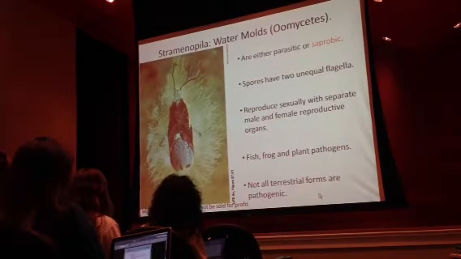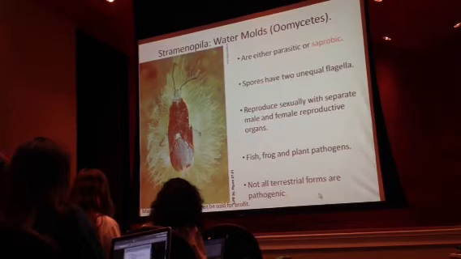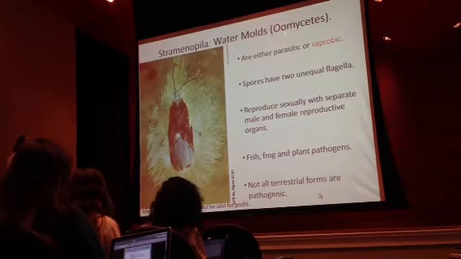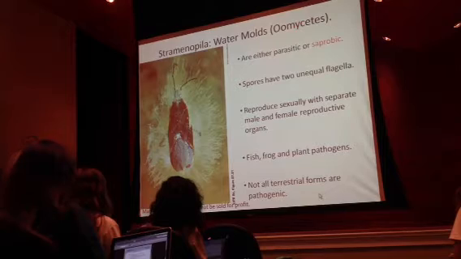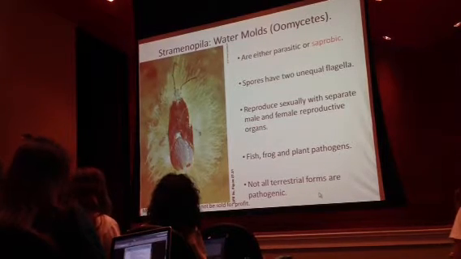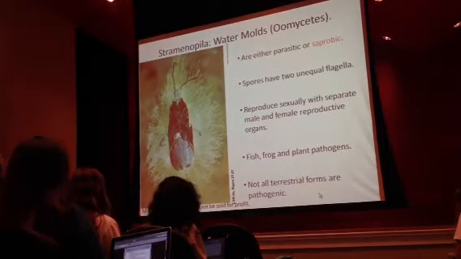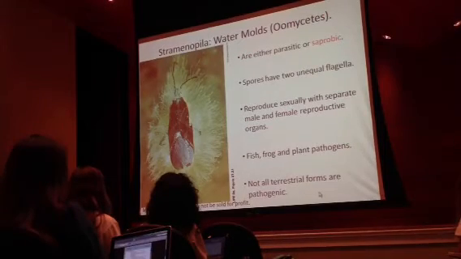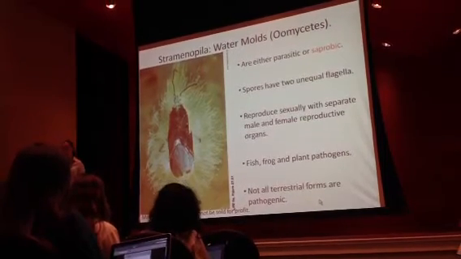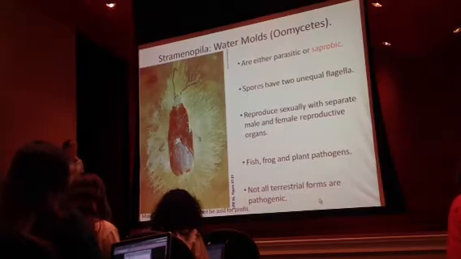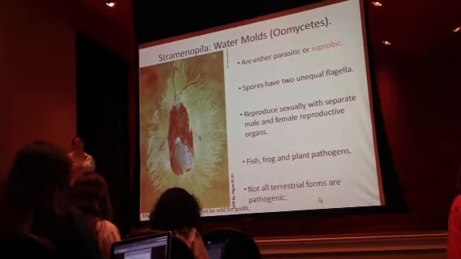The first group are the water molds. One of the things you'll notice about the name of the group is they're called oomycetes. When you see mycetes, we typically think of mold or fungus. Okay? Oo typically refers to egg. They can be parasitic or saprobic.